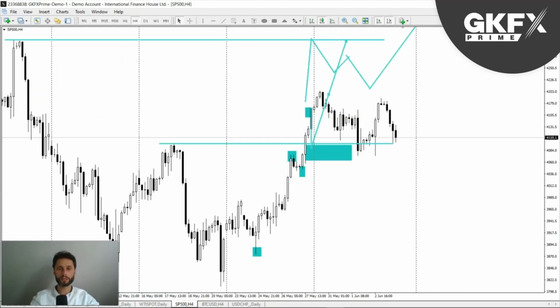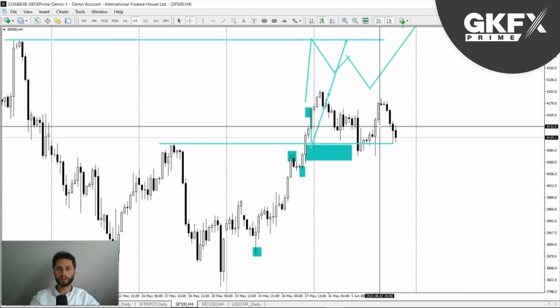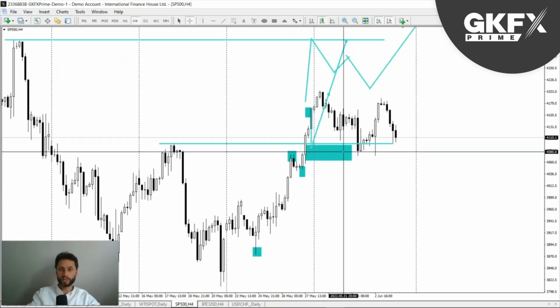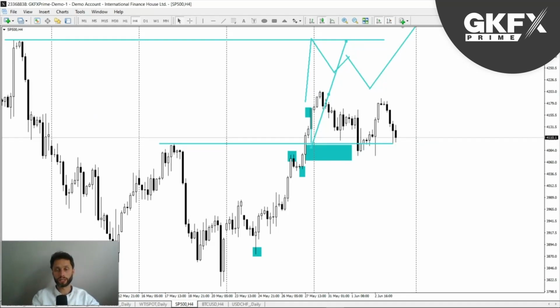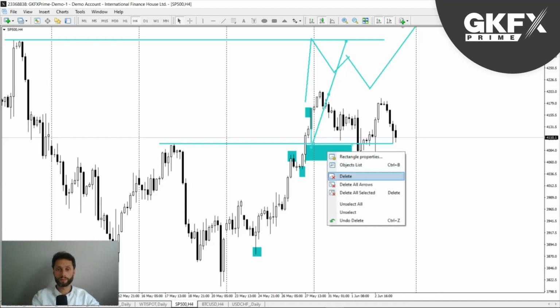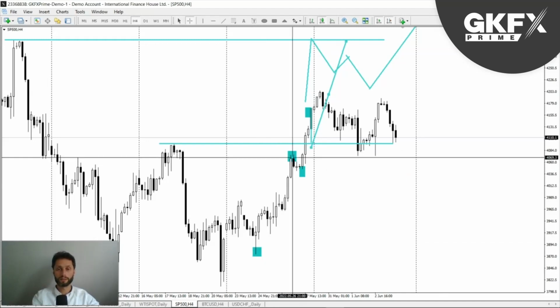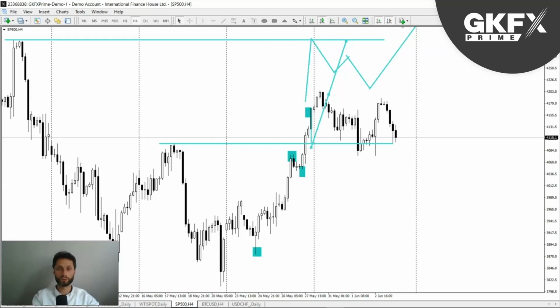Going to the lower time frame, I was looking at this zone as a possible retracement, as a possible buyer, and the market did reject it, but unfortunately it's actually come right back down to more or less the entry point. And I marked out these higher highs, higher lows.